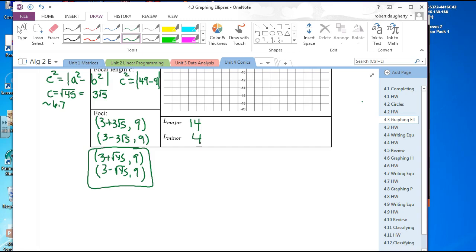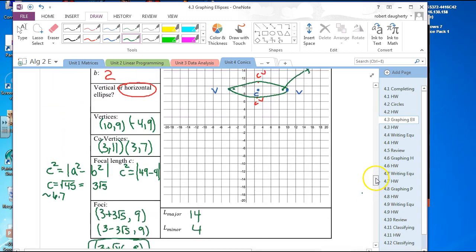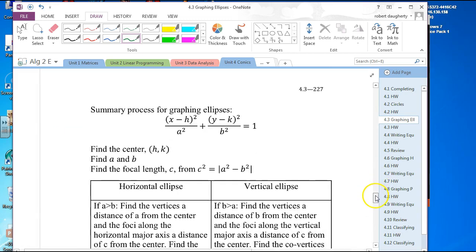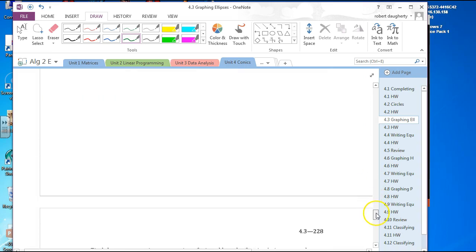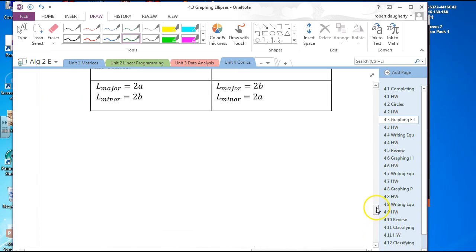Yeah, I mean, you got to be very solid with your definitions, knowing that the A goes with horizontal, B with the vertical. Know the definition of focal length. Know that sometimes your vertices are vertical, sometimes they're horizontal. Okay. So I think we do have another example to work.